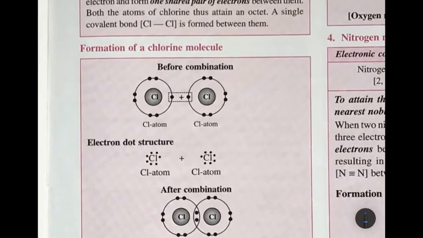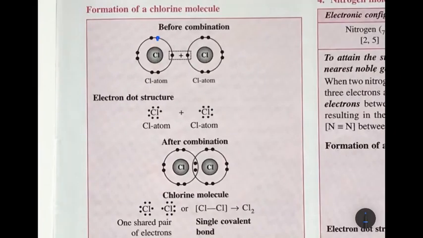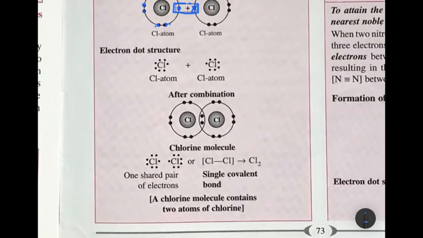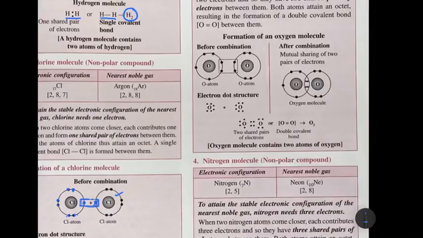Now chlorine. You know chlorine has 1, 2, 3, 4, 5, 6, 7 electrons. So 1 electron is shared between 2 chlorine atoms. You can see this chlorine now has 1, 2, 3, 4, 5, 6, 7 plus this shared pair, 8. Similarly, this chlorine atom also has 8 electrons in its outermost orbit, and in the electron dot, as usual, you will see one shared pair of electrons, a single covalent bond leading to the formation of a chlorine molecule, because a chlorine molecule is made up of 2 atoms of chlorine.